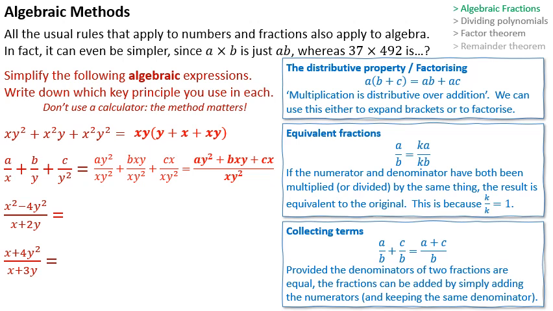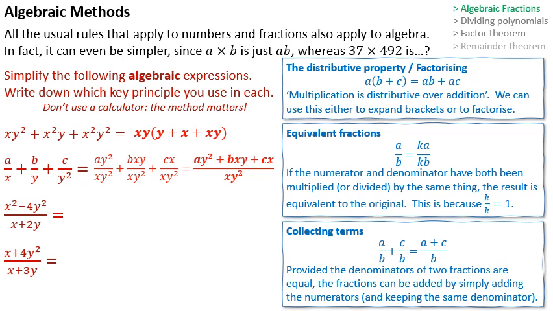And once all the denominators are the same, we can add the numerators, and we keep the denominator the same. We're combining the terms because all of the terms are a multiple of 1 over xy squared. For the next one, we need a bit of trickery.